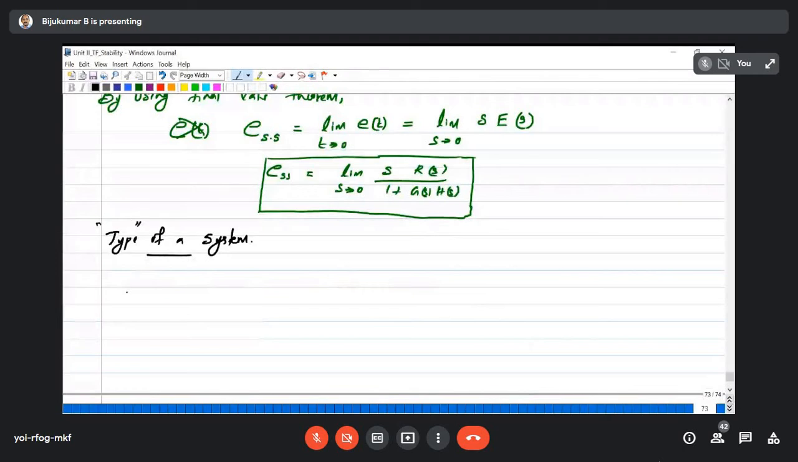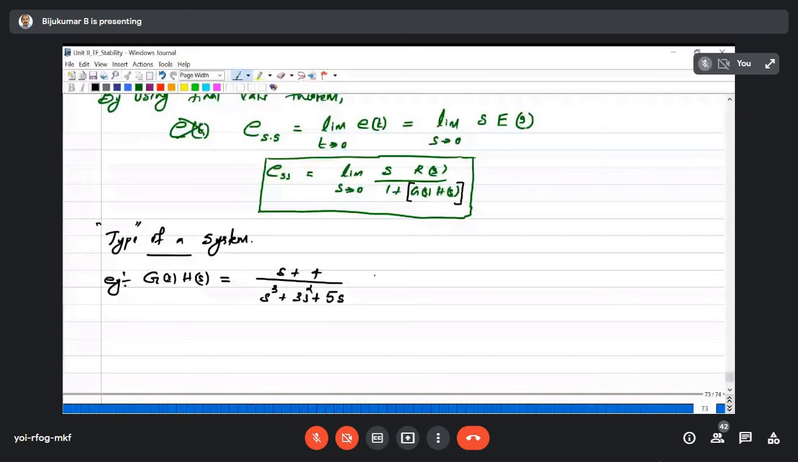So let us consider this transfer function, because in the steady state error it is S into R of S divided by 1 plus G of S H of S. And what is this? This is the open loop transfer function, right? This is also a transfer function. So let us assume G of S into H of S is equal to S plus 4 divided by S cube plus 3S square plus 5S. I want to demonstrate what is the type of a system.